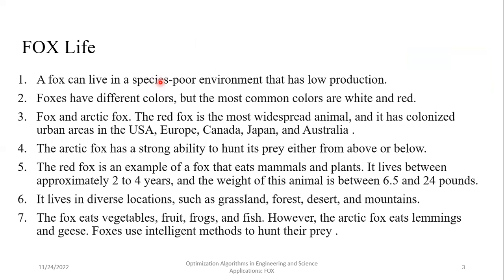Now, a fox can live in a poor environment that has low production in terms of food. Foxes come in two colors, white and red. There are mainly two types: the Arctic fox and the red fox. Red foxes are very common and they live in urban areas in Japan, Canada, Europe, USA, and Australia.